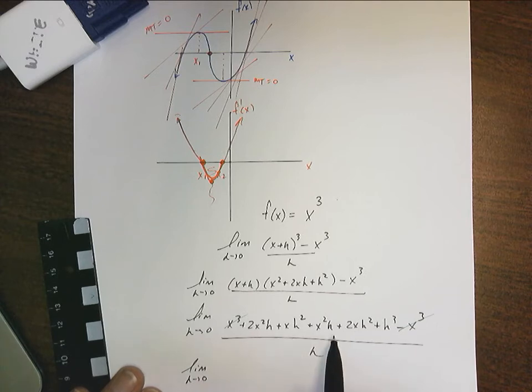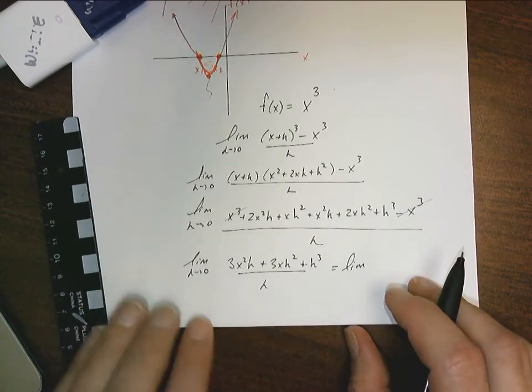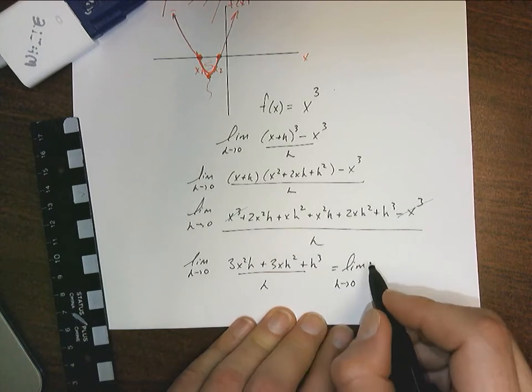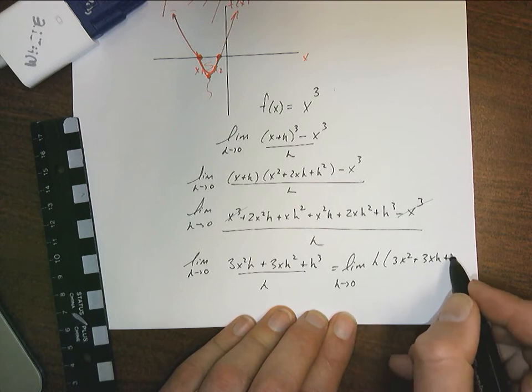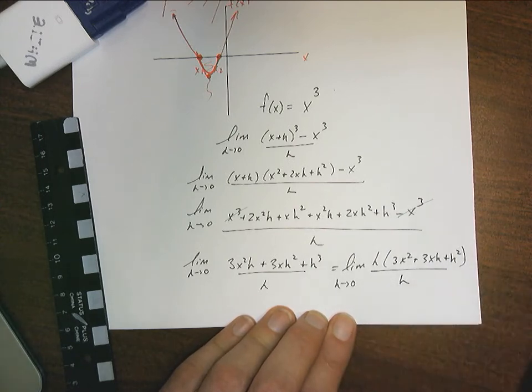So it's going to be the limit as h approaches 0. Do any of the others go away? I don't think so. Oh, here, 2x squared h and x squared h, so I'm going to get 3x squared h. xh squared and 2xh squared is 3xh squared, and then I have an x cubed over h. Trying to save some room here. As h approaches 0, the h is going to come out. 3x squared plus 3xh plus h squared over h. They're going to reduce because h does not equal 0.